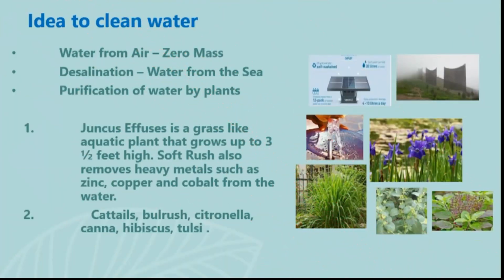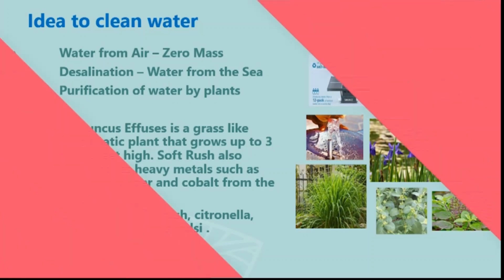Ideas to clean water. Water from air, zero mass water. Desalination, water from the sea. Purification of water by plants. Juncus effusus is a grass-like aquatic plant that grows up to 3.5 feet. Soft rushes also remove heavy metals such as zinc, copper, cobalt from the water. Others include cattails, blue flag iris, canna, hibiscus, tulsi.